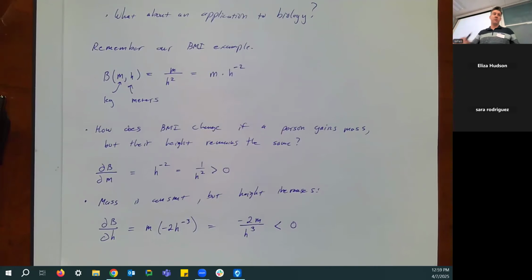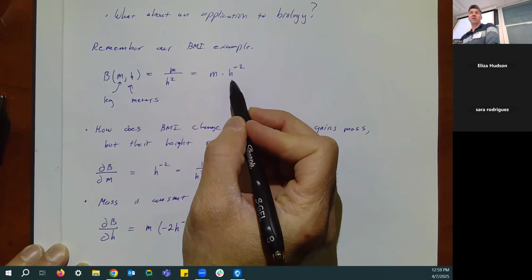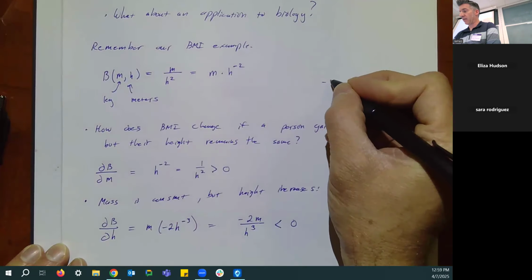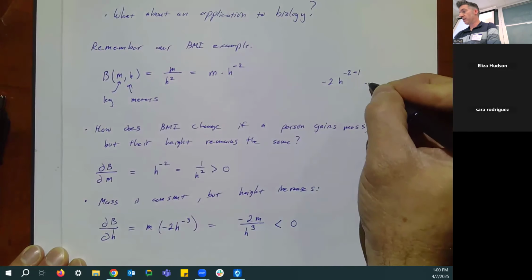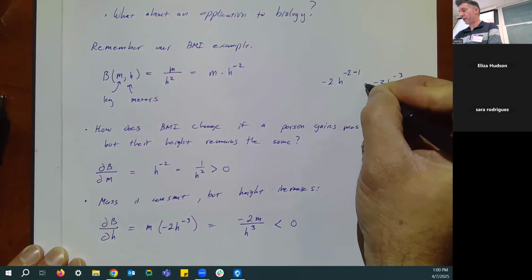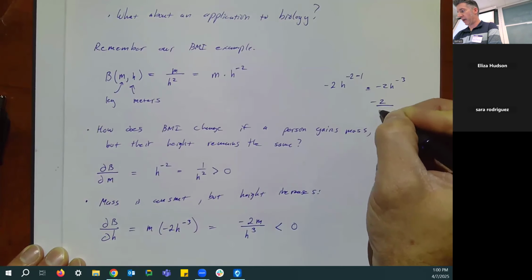Well, because I'm differentiating h to the negative second. So when I take the derivative of h to the negative second, I get -2 times h to the -2 minus 1, which is -2 times h to the negative third, or rewritten -2 divided by h to the positive third.